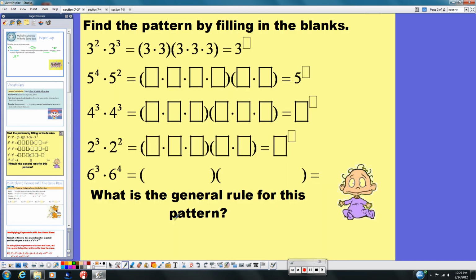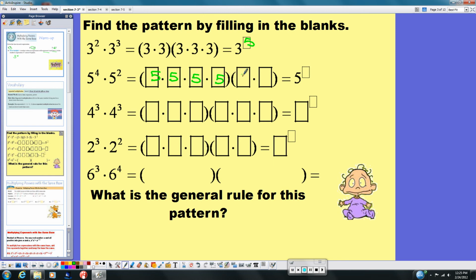Let's take a look and see if we can figure out the pattern by filling in the blanks. The first one here, we have 3 to the second power, which means we're taking 3 times 3, and then multiplying that by 3 to the third power, which means we need 3 3's. So how many 3's do we have all total? Hopefully you said 5. So this would be 3 to the fifth power. How many 5's do we need for 5 to the fourth? Right, we need 4 of them.